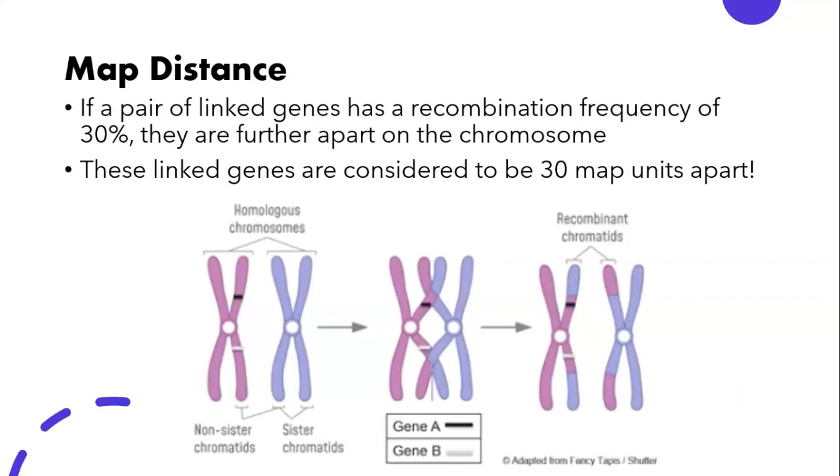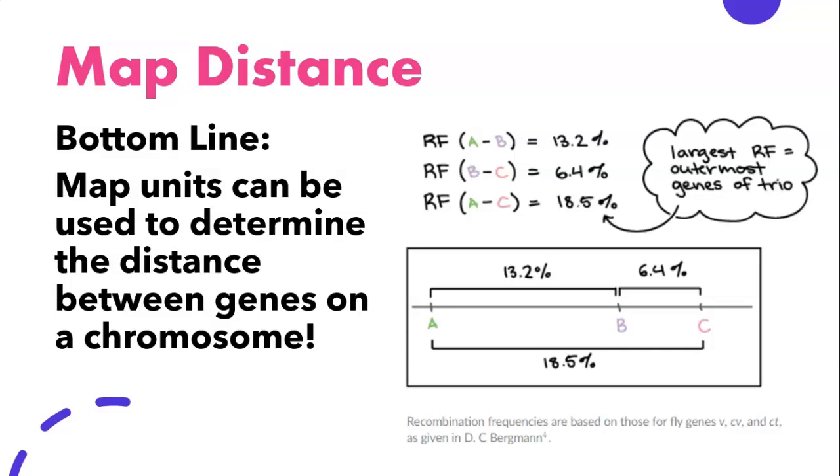Here's a different example. If a pair of linked genes has a recombination frequency of 30%, they're further apart. And so now you see gene A and gene B move further apart. Because they have that greater recombination frequency, they're considered to be 30 map units apart. And so bottom line, map units can be used to determine the distance between genes on a chromosome. I'm going to be able to give you the recombination frequencies of different genes, and you're going to be able to place them in order like in this picture.